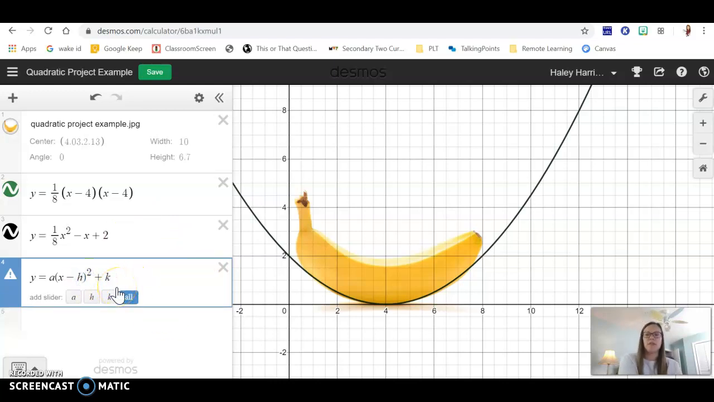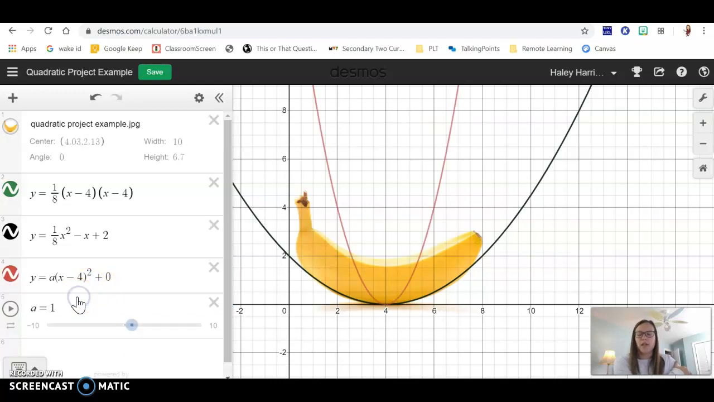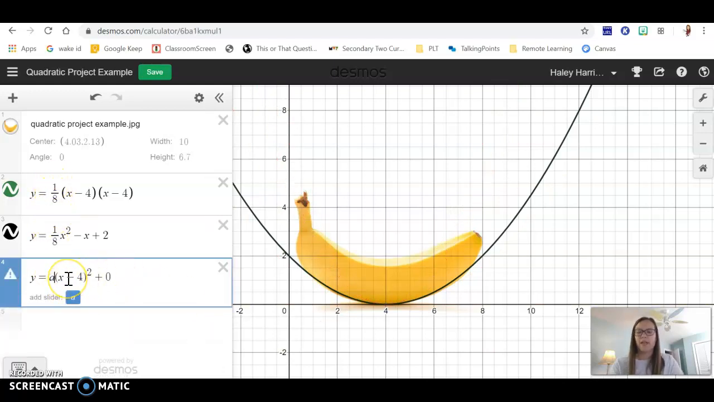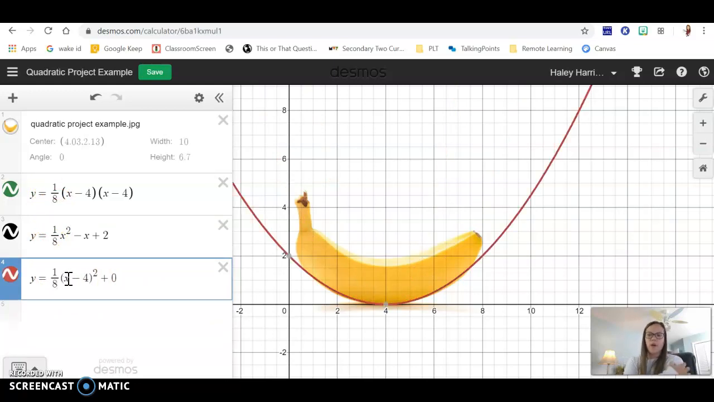So remember, my vertex is 4, 0. So I put 4 here, and actually this is just 0. And now I add a slider for a. Look at what I can do. I can kind of try to adjust this to match. But I know, because of my factored form, that a is 1/8. So either of these forms works just fine.